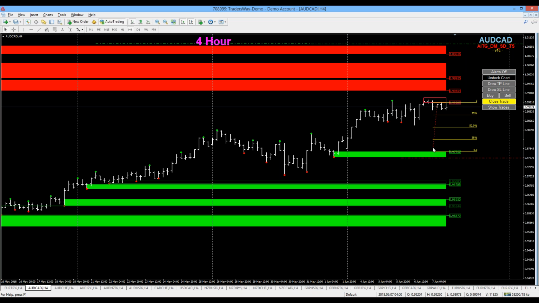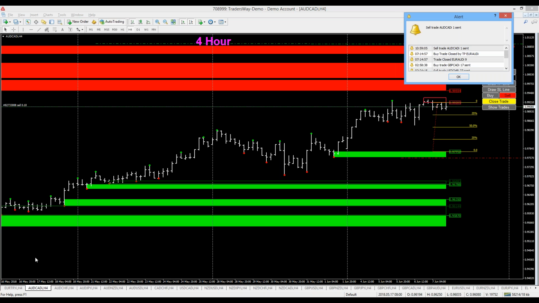Okay, so this is a good entry right here. We will take this. Remember, I'm using the Aitg DeMark SupDem trading system. So we will take a sell on this. We'll hit the sell button here, and this will sell. The signal for the pair was already turned on, so it took the trade.